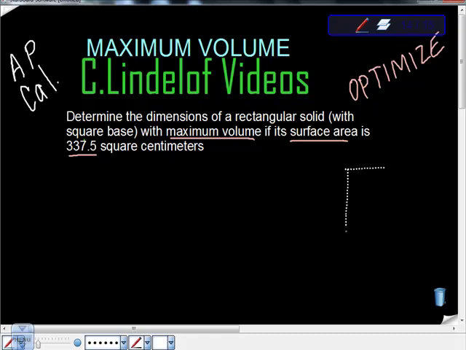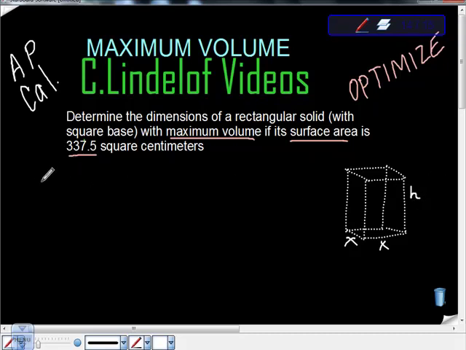So here's my rectangular solid, like this. It has a square base. I'm going to let the base be x by x. And then we have this height. It's rectangular, it does not say that it's a square, so I'm going to make it h.